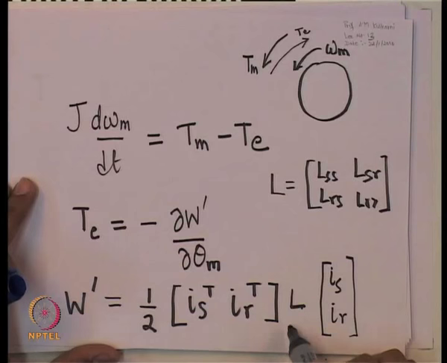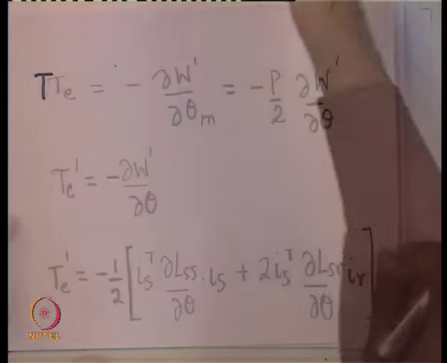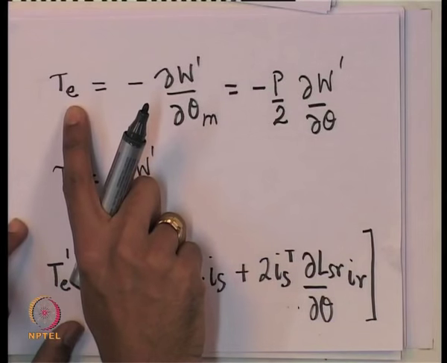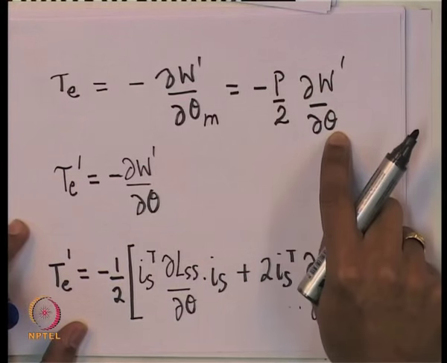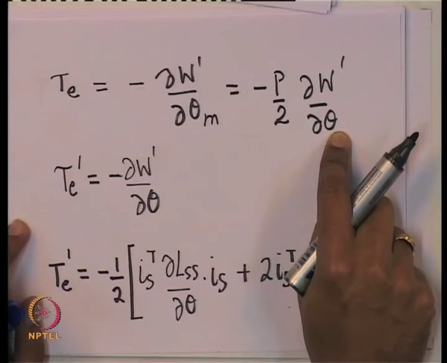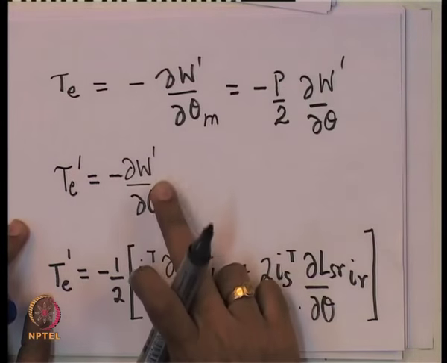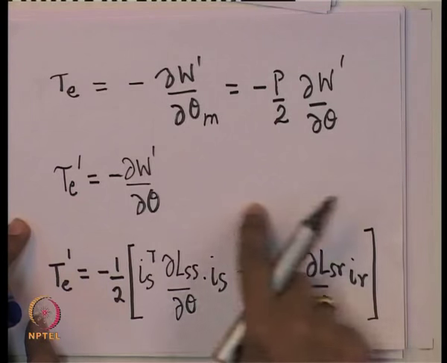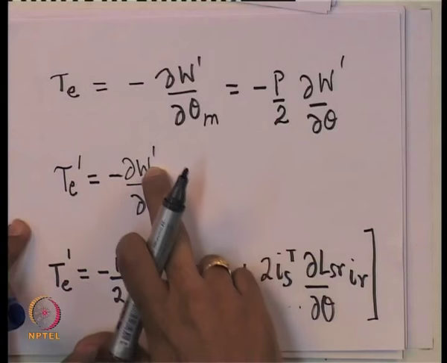The co-energy is expressed as a function of currents. Okay, so you have got this particular formula, and of course, eventually we did get this. So, Te, which is the electrical torque, is nothing but minus of P by 2, where P is the number of poles, into the partial derivative of co-energy with respect to theta, which is the electrical angle. Okay? So, we call of course, Te dash as this. So, Te dash turns out to be this. So, this is what our equations are. I basically took out the partial derivative of co-energy with respect to this.